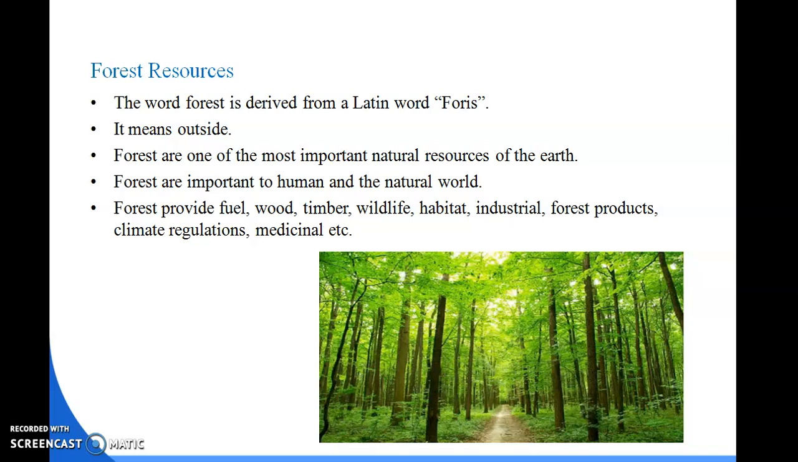As I said before, forests or trees inhale carbon dioxide and exhale oxygen. In the same way, we human beings inhale oxygen and exhale carbon dioxide, because with the help of oxygen gas we can live. So it is very important.